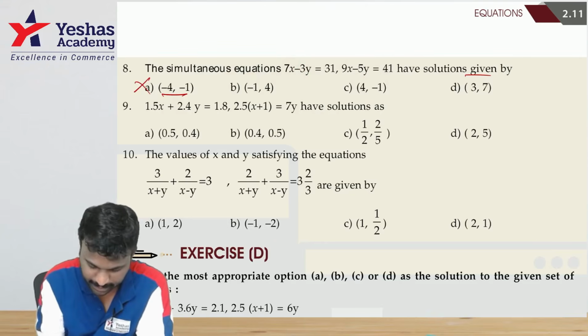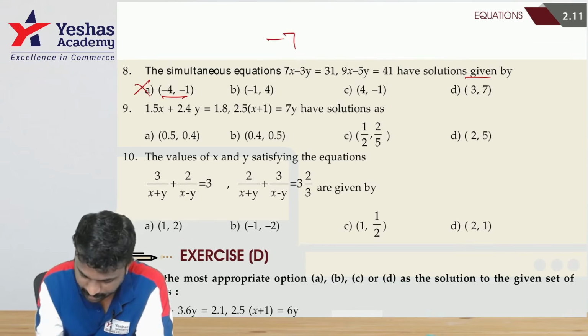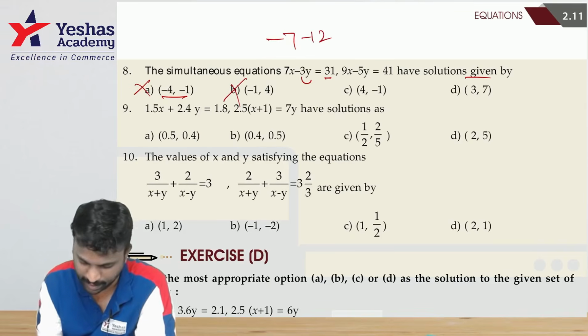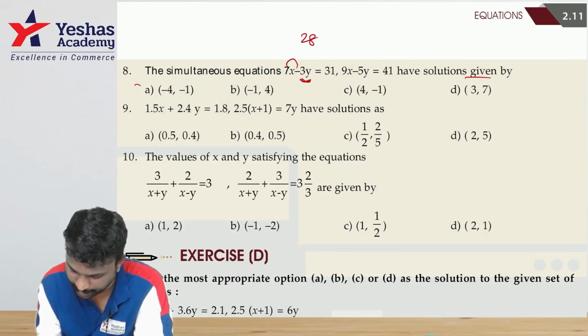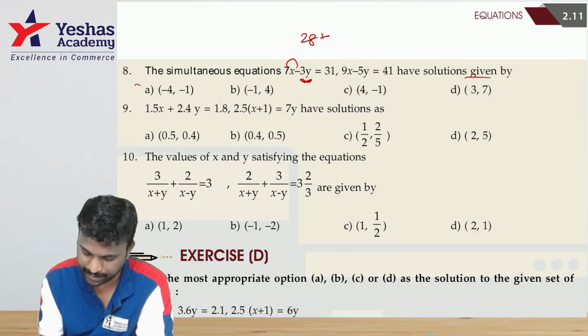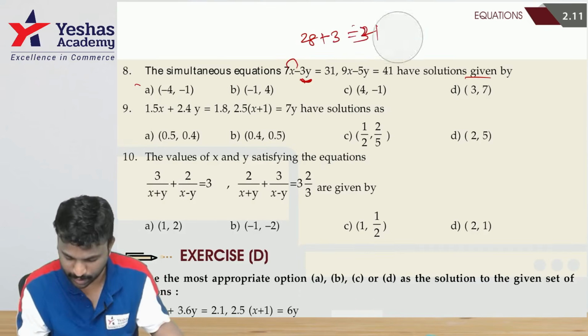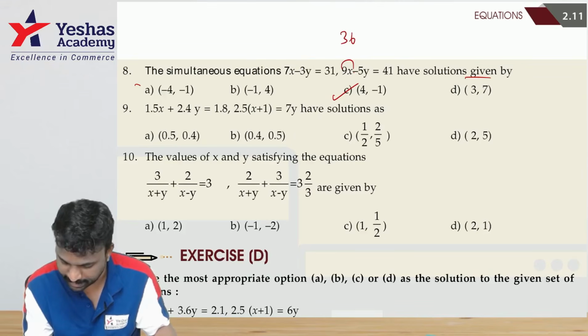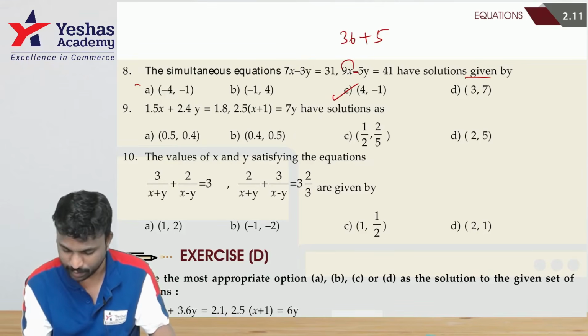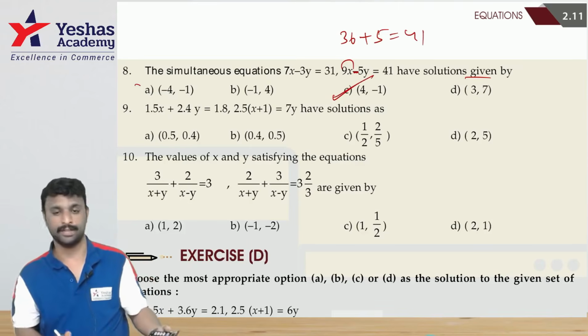Now, second option. Guys, 7 into minus 1 is minus 7, 3 into 4 is 12. So it is definitely not equal to 31. Guys, how about option C? If I hit option C, what happens? 7 into 4 is 28. 3 into minus 1 is minus 3. Minus of minus 3 is plus 3. So it is 31. So first equation got satisfied with option C. And how about the second equation? 9 4s are 36. 5 into minus 1 is minus 5, but there's a negative sign, that is plus 5, which is equal to 41. So option C is the right answer.